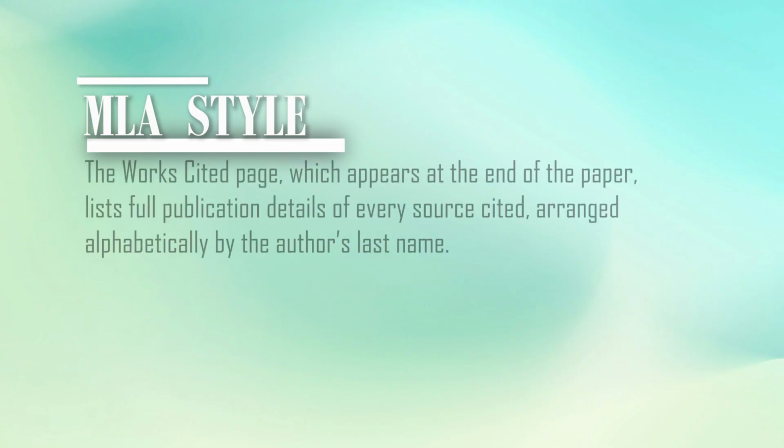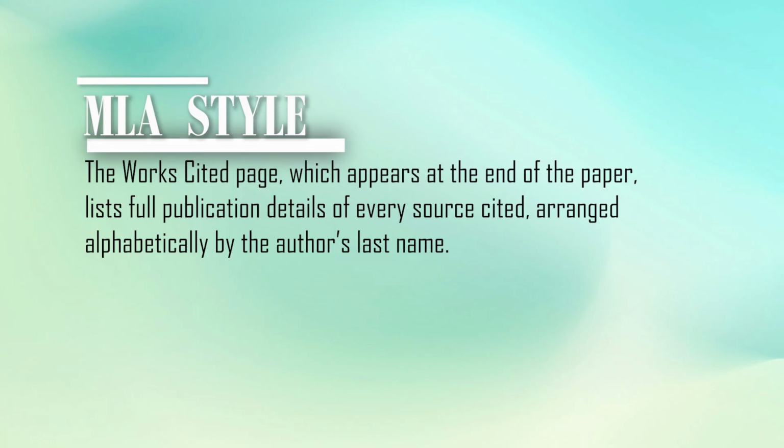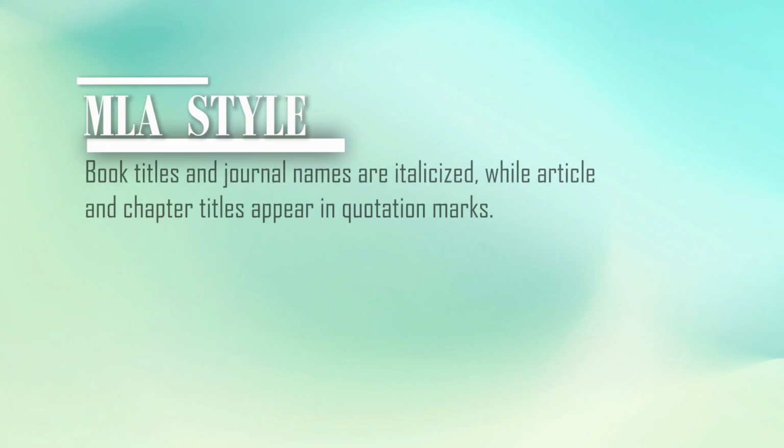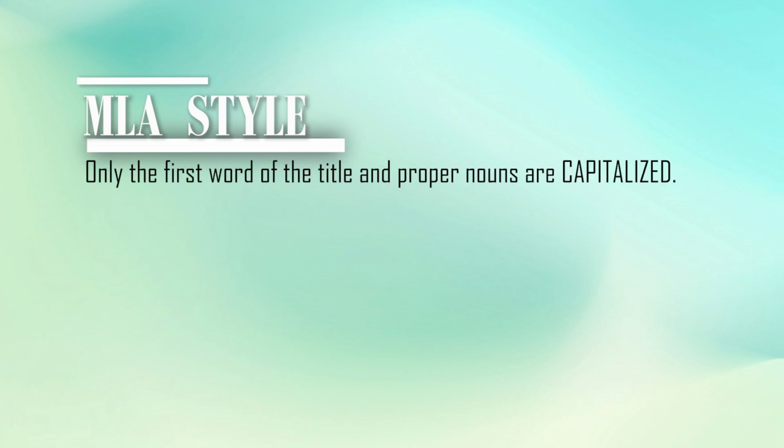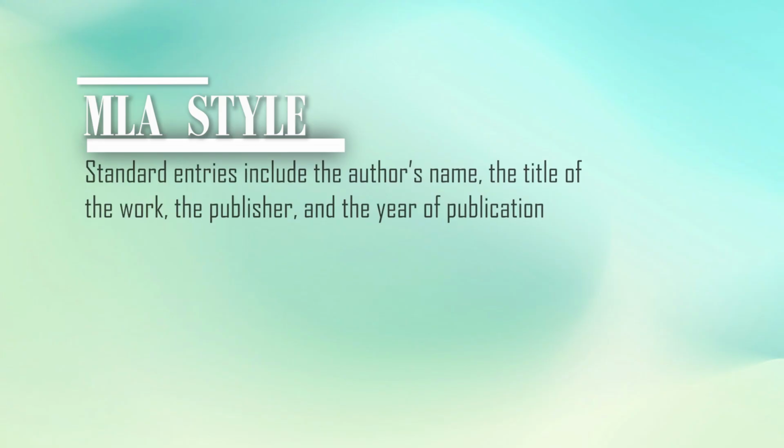The works cited page, which appears at the end of the paper, lists full publication details of every source cited. It is arranged alphabetically by the author's last name. Book titles and journal names are italicized, while article and chapter titles appear in quotation marks. Only the first word of the title and the proper nouns are capitalized. Standard entries include author's name, title of the work, publisher, and the year of publication.